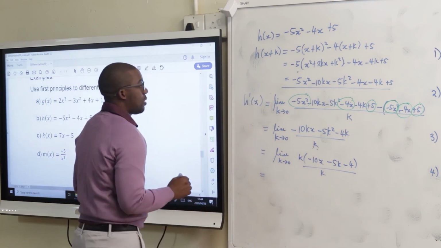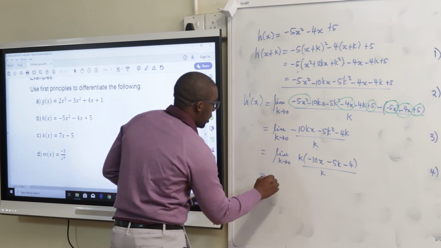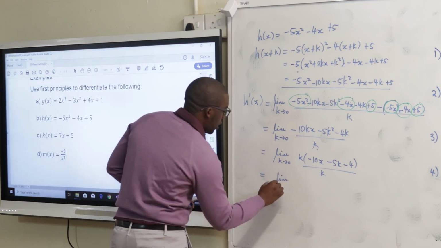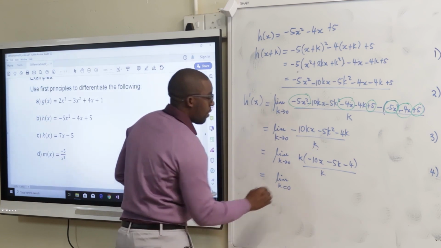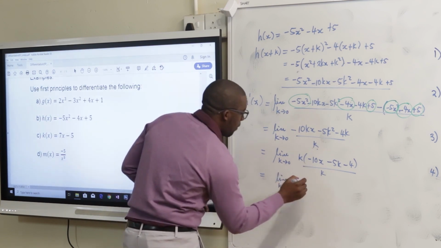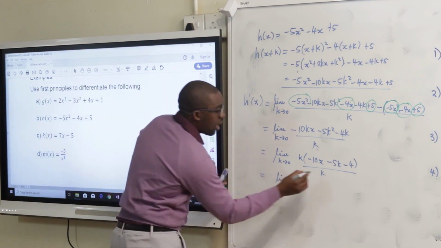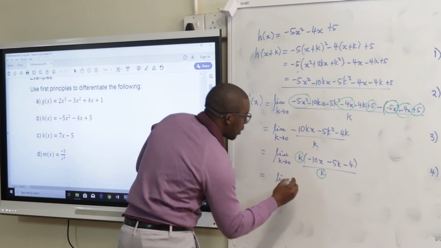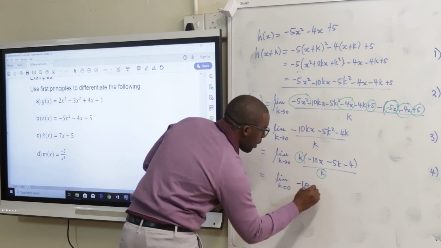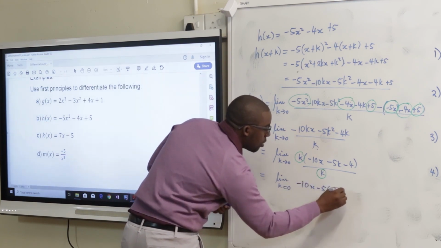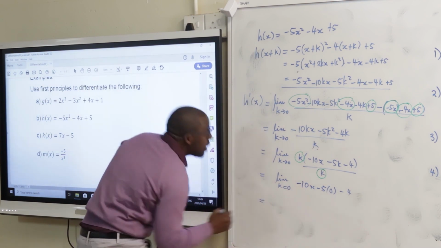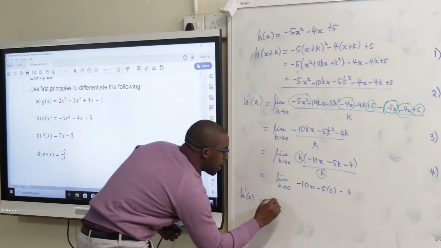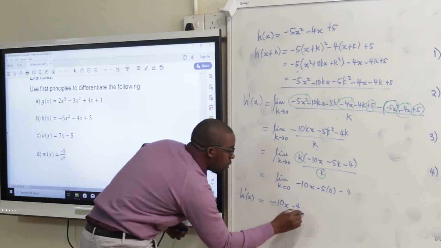Final answer, we're going to get the limit as k goes to 0. This k cancels that one. This is now equal to minus 10x minus 5 times 0 minus 4. Final answer, which is h prime of x, is minus 10x minus 4.